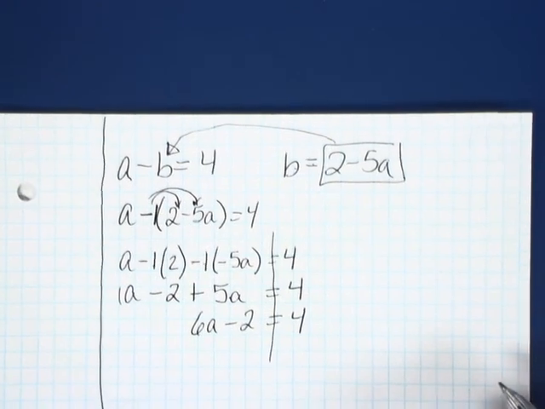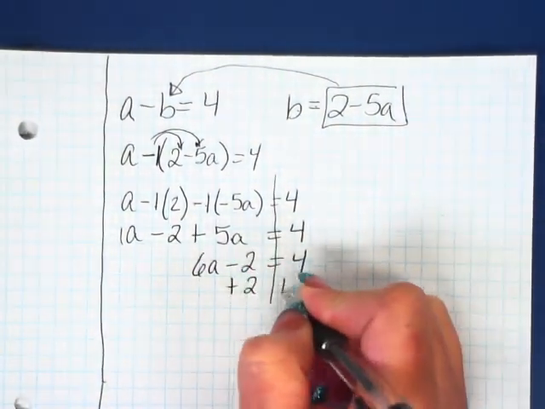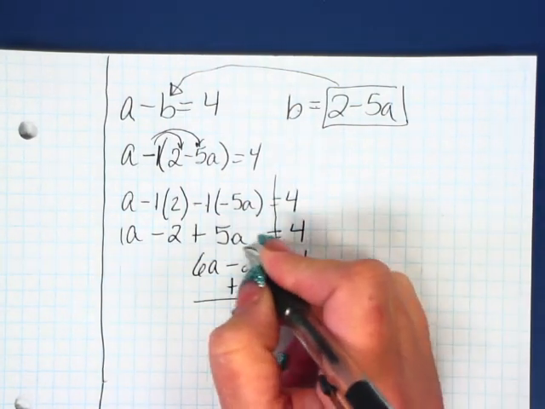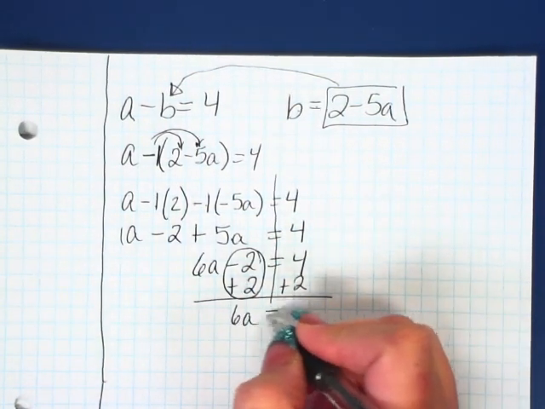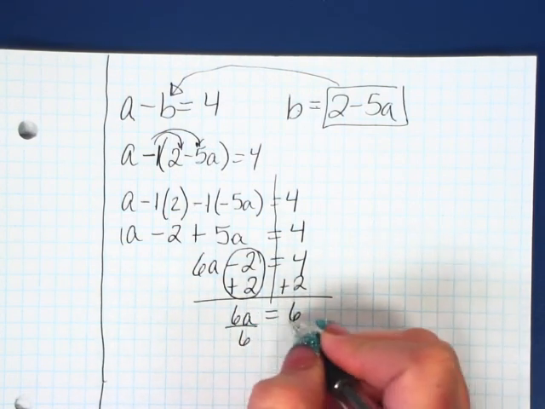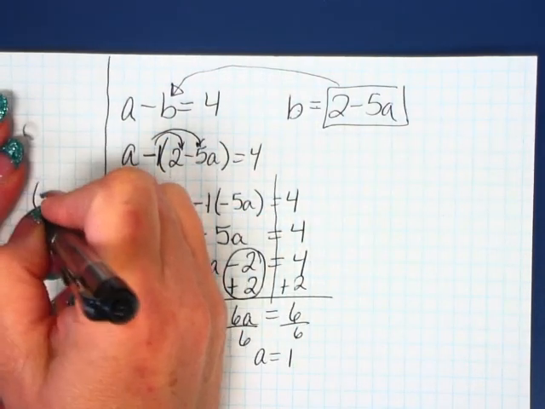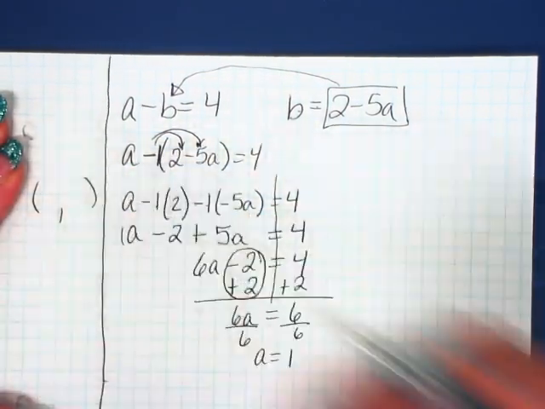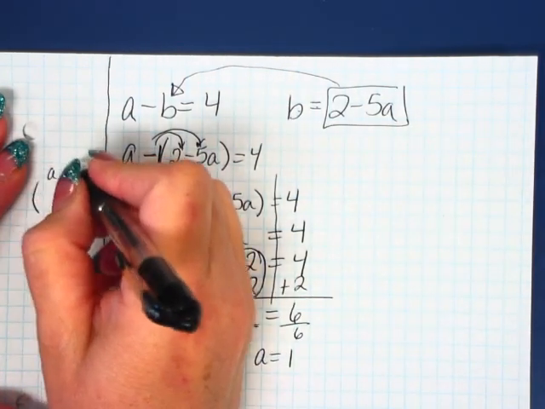Addition and subtraction comes next. So I have a negative 2, opposite operations. Those two get taken care of. They become 0, and I get 6A equals 6. Opposite operations. I get multiplication, so let's divide. A equals 1. Now when you make this a point, just alphabetize them. Typically this is an XY situation, but when they give you a letter that is not X and Y, you alphabetize, so it should be AB.